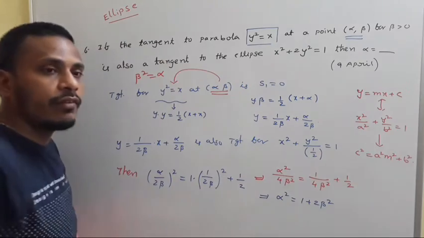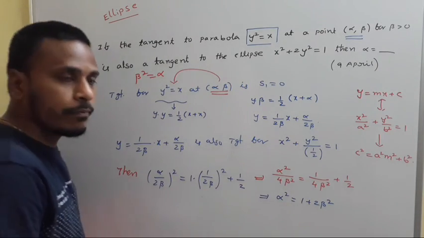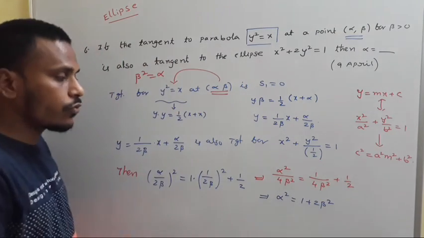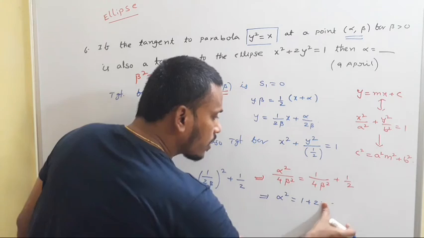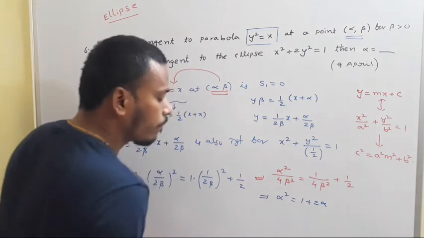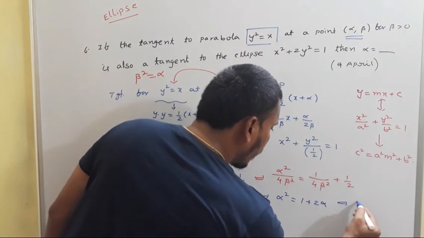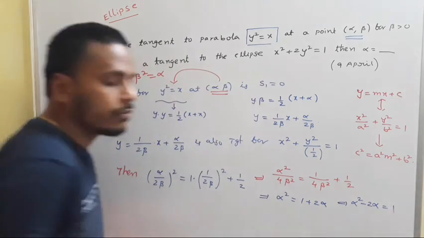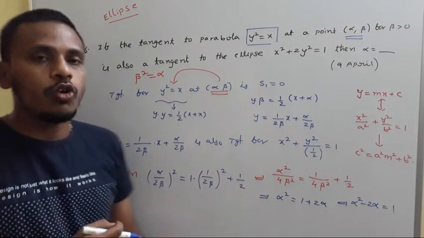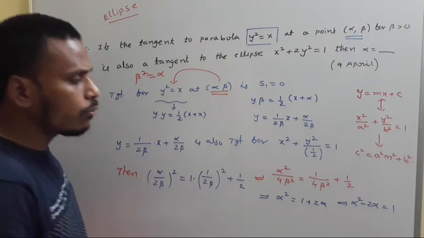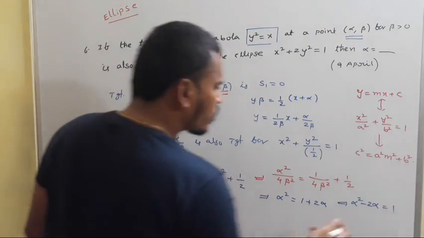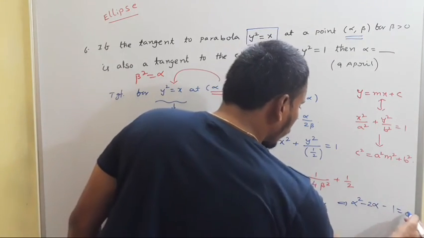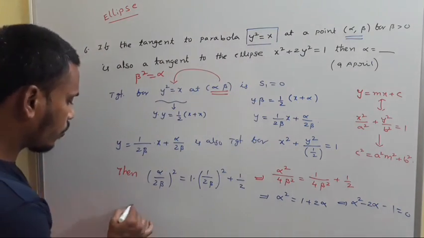If you multiply everything with 4 beta square, 1 by 2 into 4 beta square is 2 beta square. Now replace this beta square with alpha. So finally what we have? Finally alpha square minus 2 alpha is equal to 1. From there we need to calculate the value of alpha. Add 1 on both sides, or otherwise use the quadratic formula. Alpha square minus 2 alpha plus 1 is equal to 0.